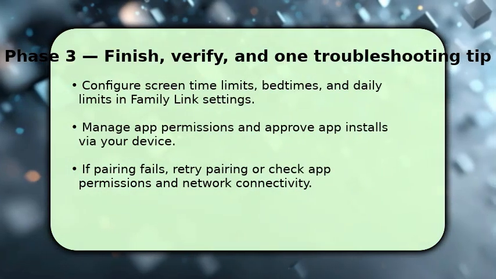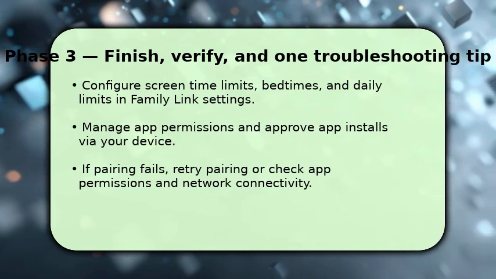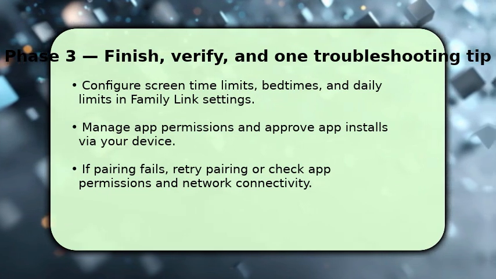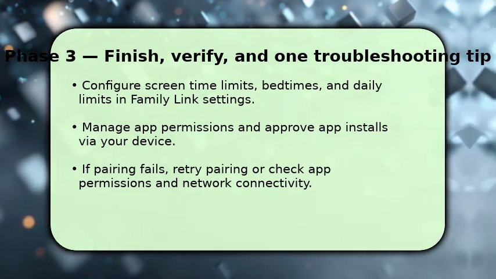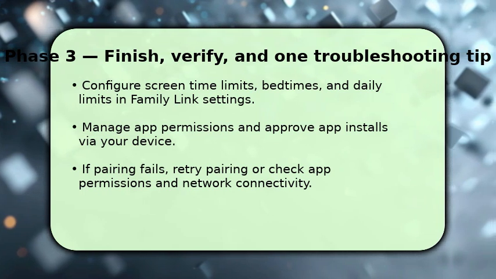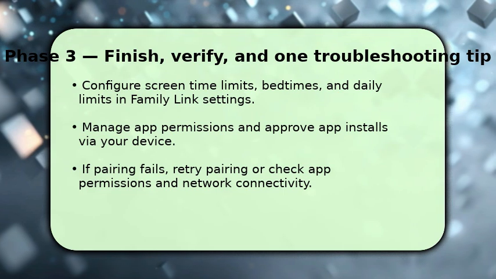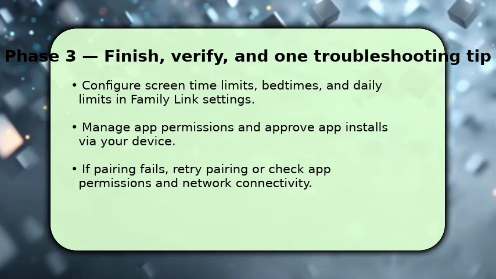Finish by setting controls that reflect your rules. This is where supervision becomes practical. Open the child profile in Family Link and set screen time limits, daily limits, and a bedtime schedule. These enforce consistent usage. Next, review app permissions and require approval for app installs so you control downloads.